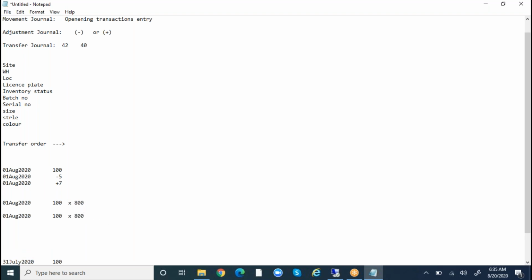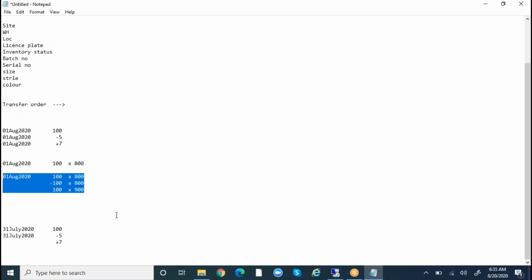Now you need to enter one more quantity -1 with 800. Otherwise you can enter directly. The best option is -100 and +100. Making sense?